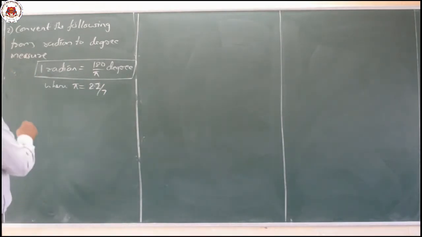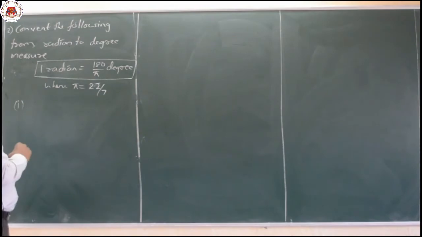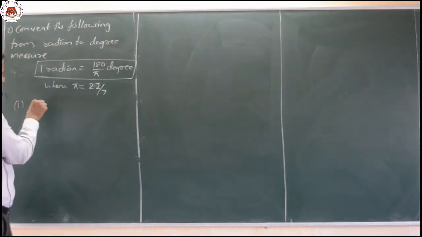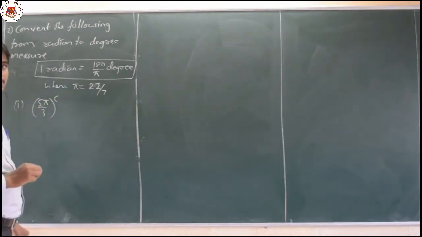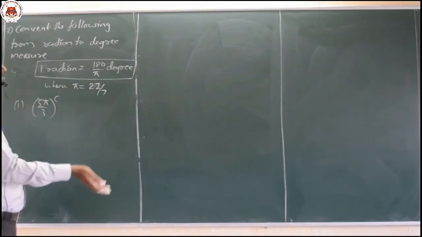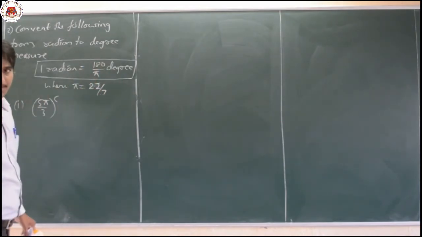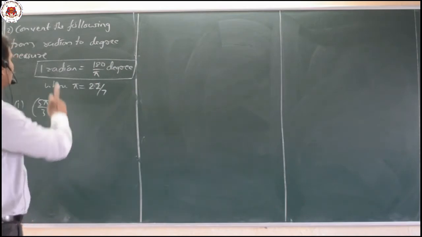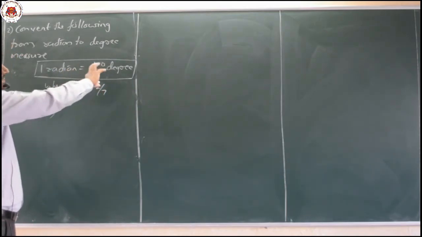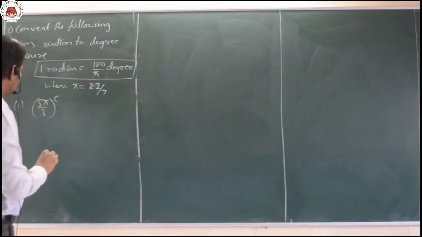Now let us start with the example. The first example, convert the following from radian to degree measure. The first one is 5 pi by 3 radian. Okay, the question is very simple. To convert radian to degrees, we just have to multiply it by 180 by pi. The problem is over. Why? Because 1 radian is equal to this much degrees. This much radian is equal to how many degrees means we have to multiply it by that. So what we get here?